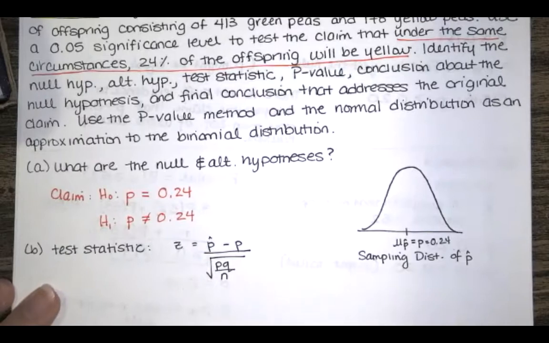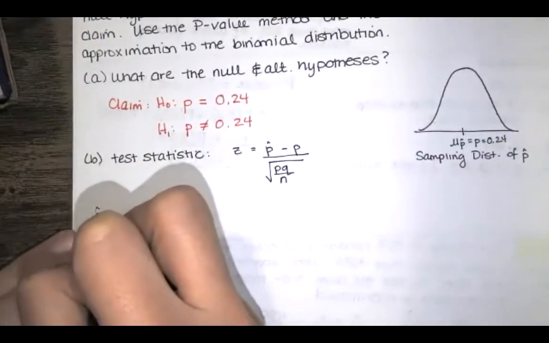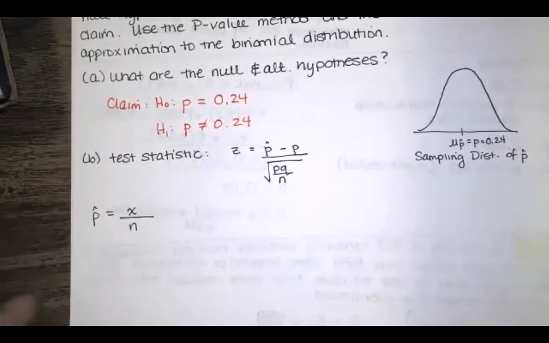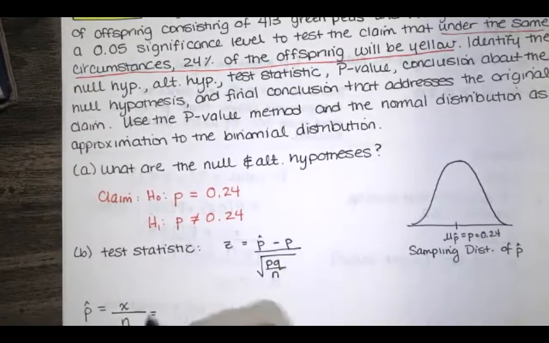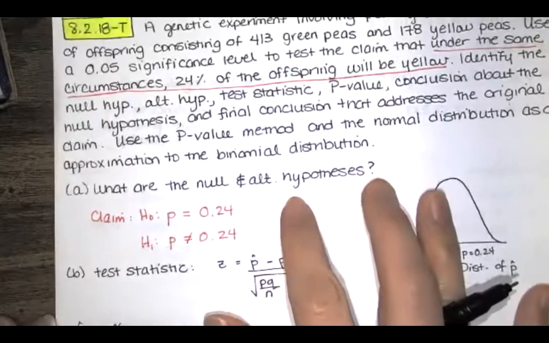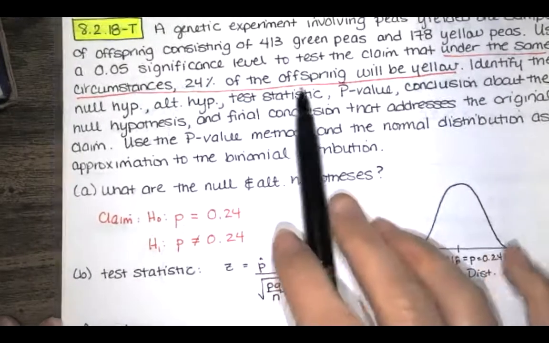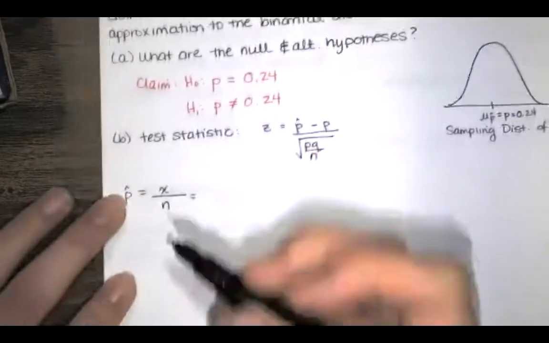The first thing we need to do is compute p hat. So let's do that. P hat is the number of successes out of the total number of trials. And the definition of success in this case is the number of offspring that are yellow. So we have 178 yellow peas in our sample.